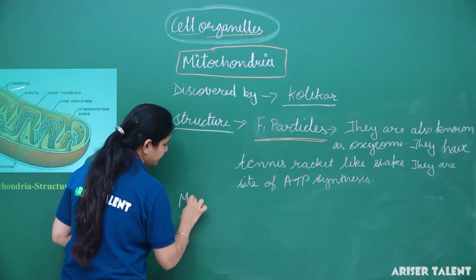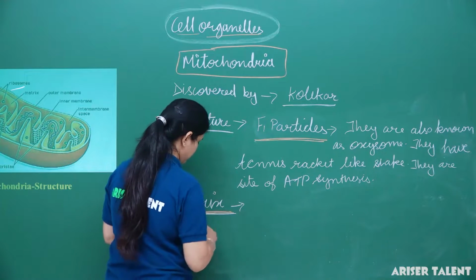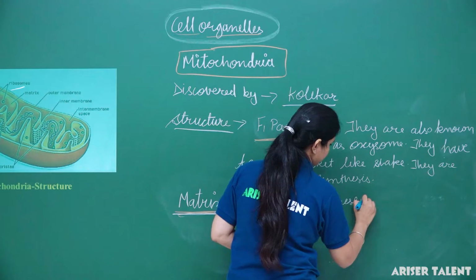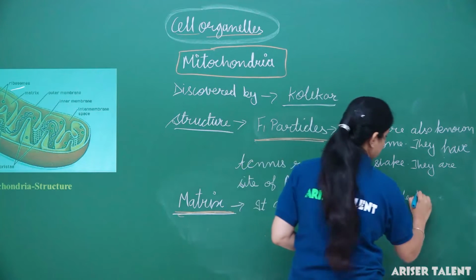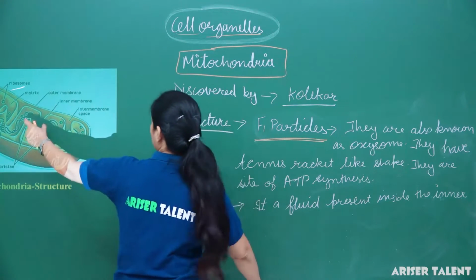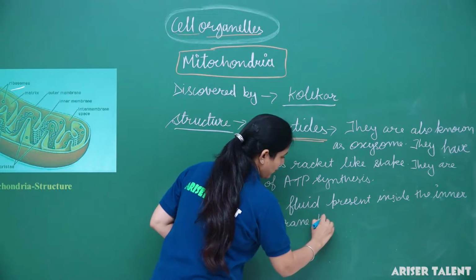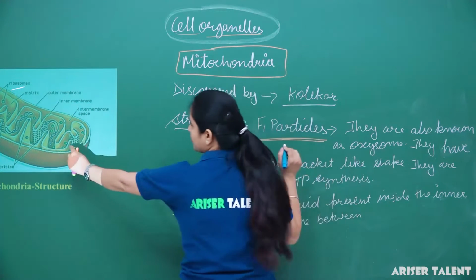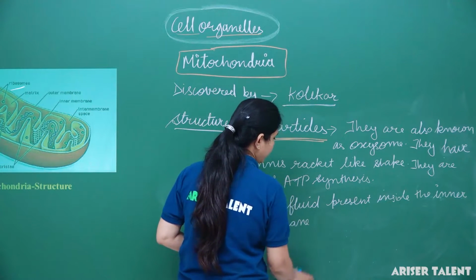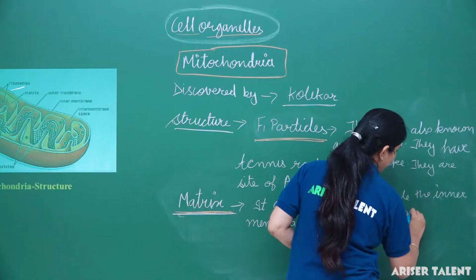Next we will talk about matrix. What is matrix? Matrix is a fluid present inside the inner membrane, or we can say it is present between the cristae. Here these are cristae. So inside the inner membrane, this fluid is present. So we can say it is a fluid present inside the inner membrane between the cristae. It contains DNA and ribosomes.